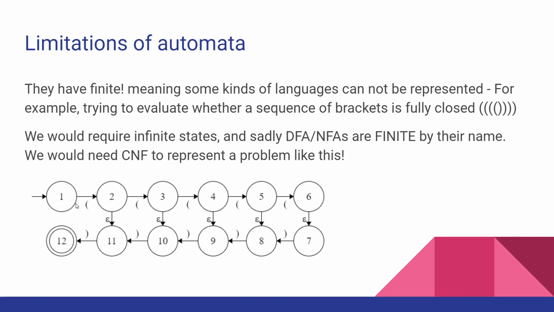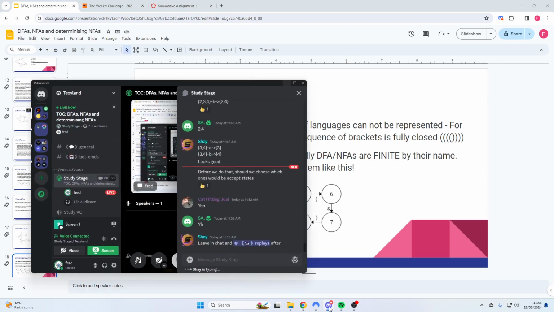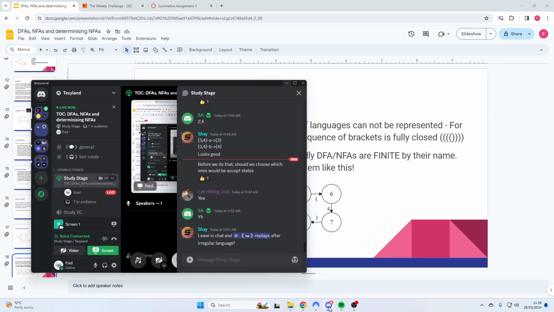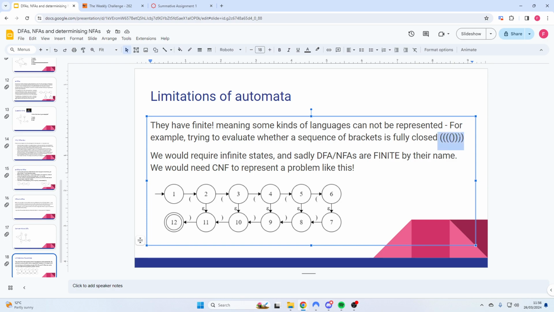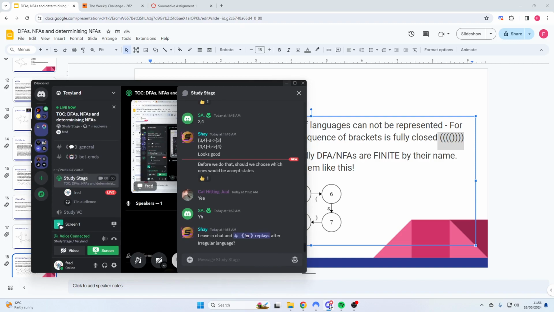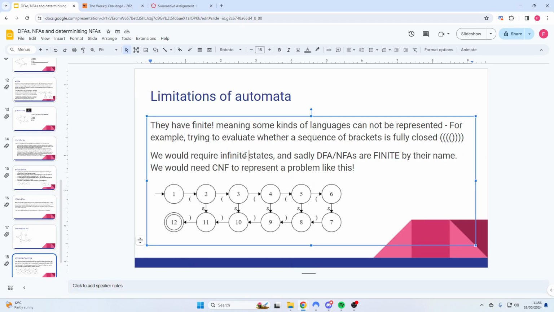I can't remember what the word was for this. I don't know if anyone can say it in the chat, what the actual word was for what this is called. Yeah, irregular languages. We can't represent irregular languages like this because they would require an infinite number of states. So the bracket problem is an irregular language, so it can't be solved using automata. So they require infinite states, so sadly we can't do this with DFAs, so we're going to need something like CNF or another type of language to represent this problem.